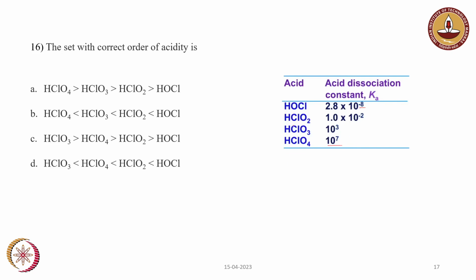So it means that HClO4 is highly acidic compared to HOCl because the oxidation state of Cl is higher in HClO4 compared to HOCl. So here the oxidation state of Cl is +1, here it will be +3, this will be +5, and here it's +7. So the acidity order increases down the group.